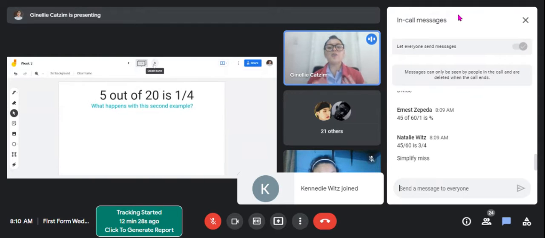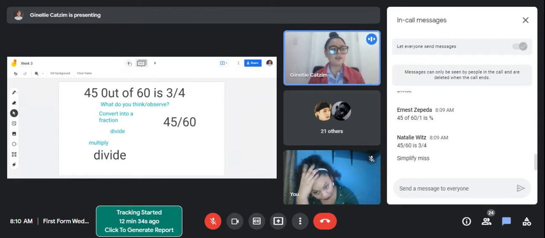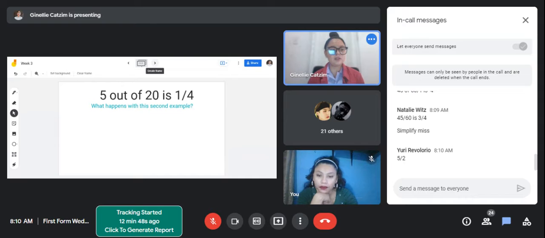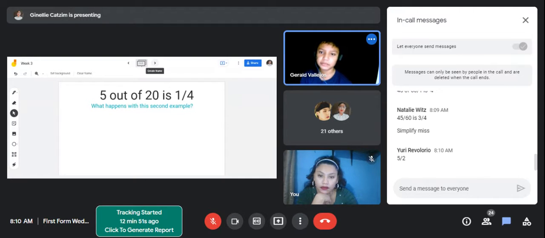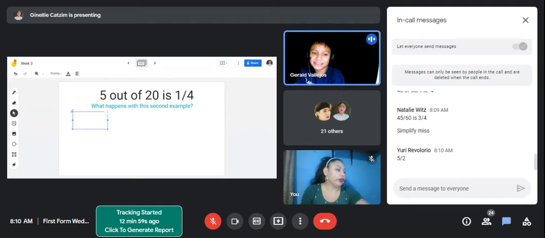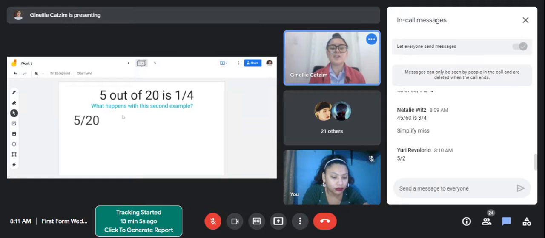Okay. So what will be the second example? If you take a look at Natalie's idea, she wrote 45 over 60 gives me 3/4. So how would we perform the second example? 5/12 is simplified to 1/4. Could you repeat, Gerald? 5 over 20. Yuri, I think you missed the 20. So we have 5 over 20.